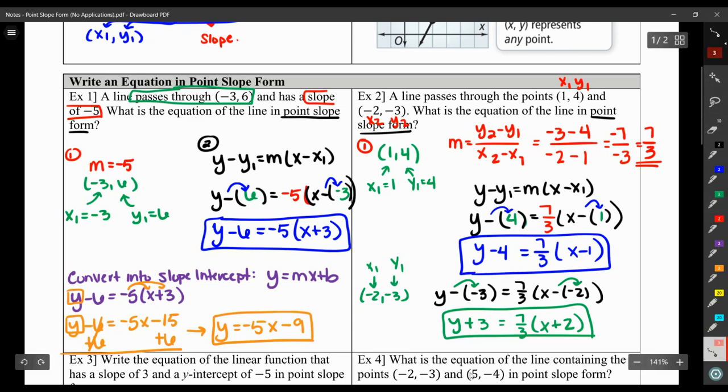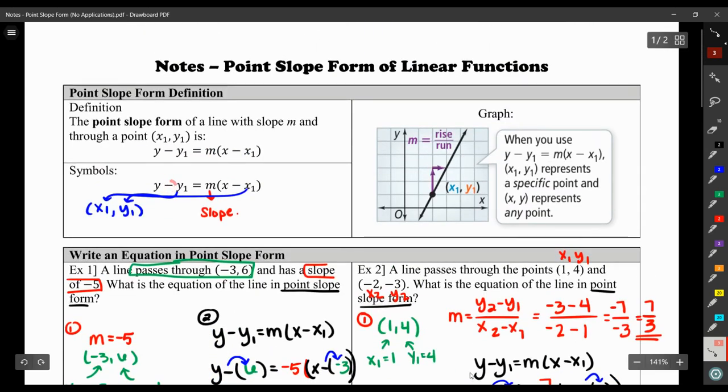Now I want you to notice a pattern here. When I used 1, 4, the x was a positive 1, but when you look at the equation, it's a negative 1. When y was a positive 4, the equation shows negative 4. When I used negative 2, negative 3, when x was negative, the equation showed positive. When y was negative, the equation showed positive. And same thing on example number 1 from earlier, negative 3, 6. The x was negative, but in the equation it was positive. Y was positive in the point, but negative in the equation. So the coordinate signs and the equation signs are always backwards, and that comes from these little negatives right here in the front. That's what makes the signs of the coordinate change.